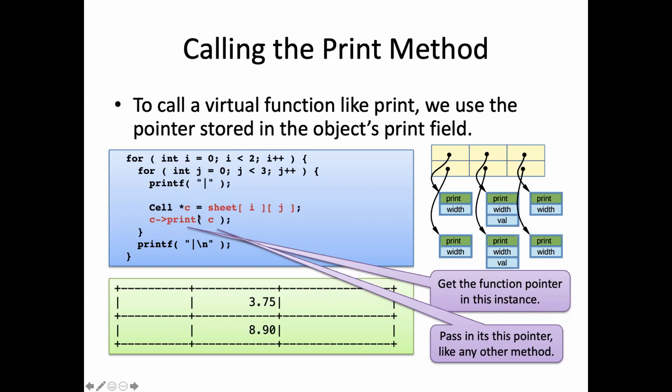Well, that's this red code here in the middle. Same as before, to make my life easy, or to make the code a little easier to look at, when I'm looking at cell IJ in the spreadsheet, I go get a copy of that pointer and put it in a local variable C.